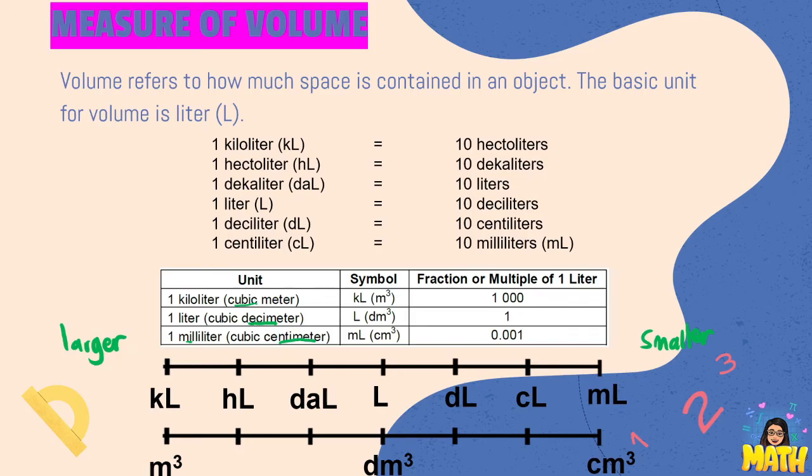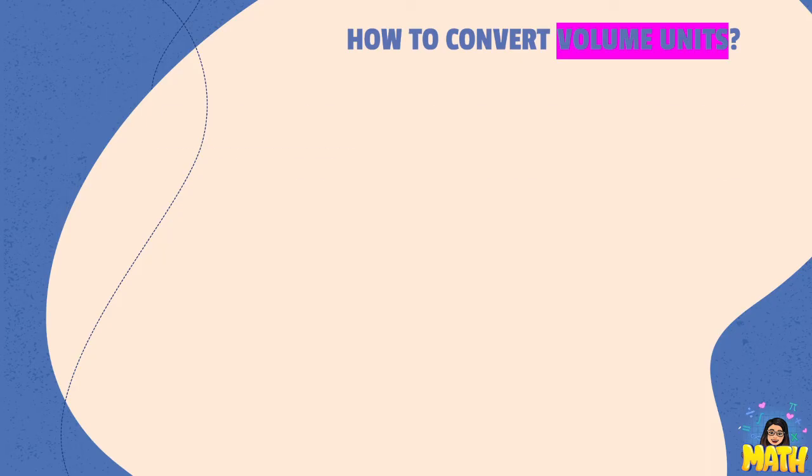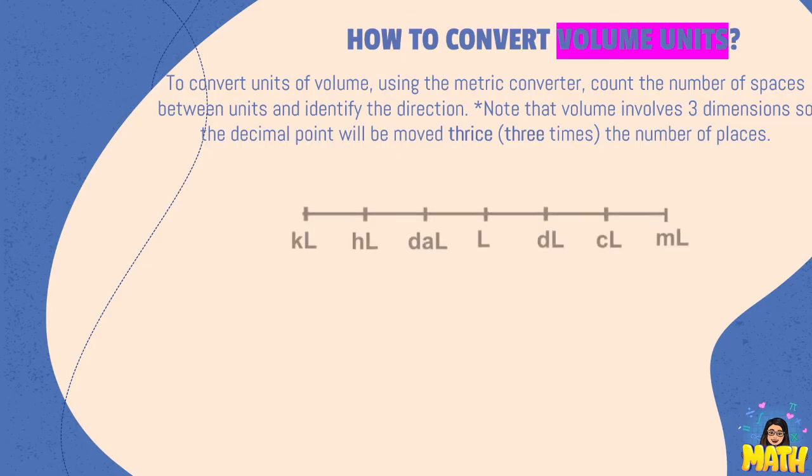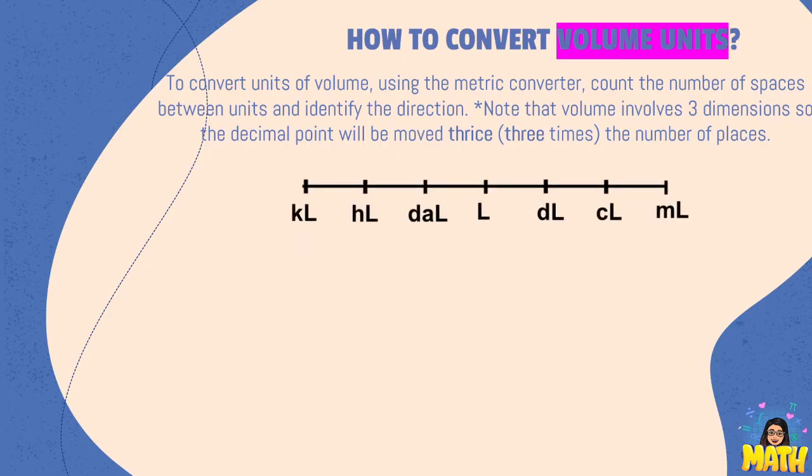Again, I put it here for you to remember that 1 milliliter is equal to 1 cubic centimeter. 1 liter is equal to 1 cubic decimeter, and 1 kiloliter is equal to 1 cubic meter. Okay? So how do we convert volume units? So to convert units of volume using the metric converter, we simply count the number of spaces between units and identify the direction. So, ganun lamang din kung gaano kalayo yung one unit to the other and yung direction, that's how we move the decimal point.